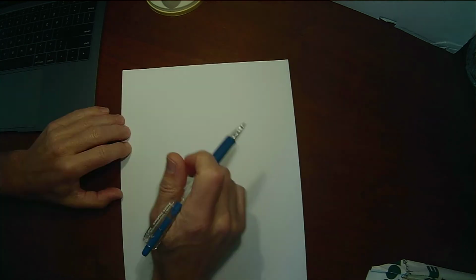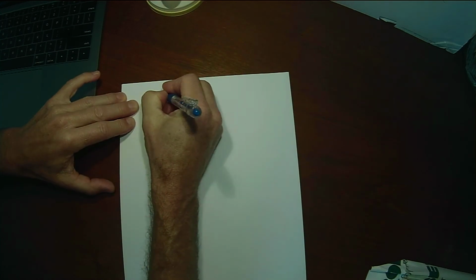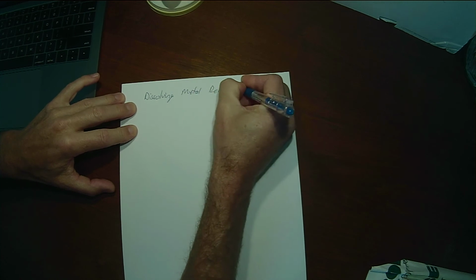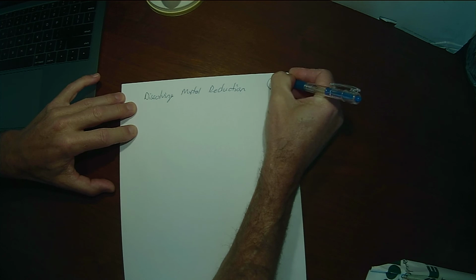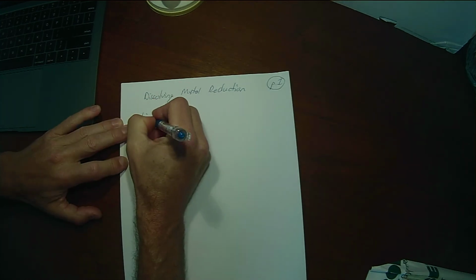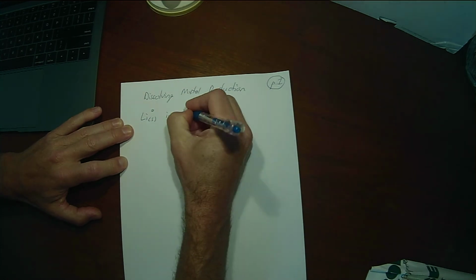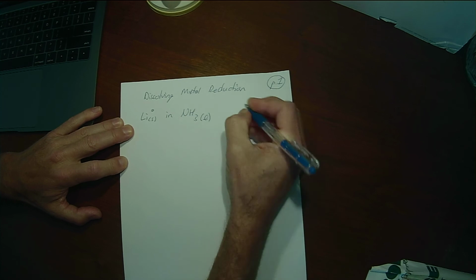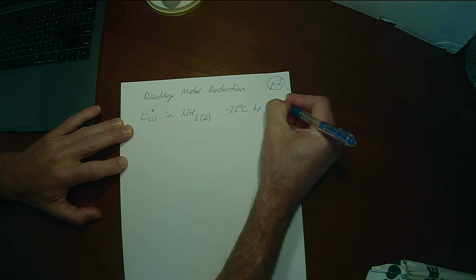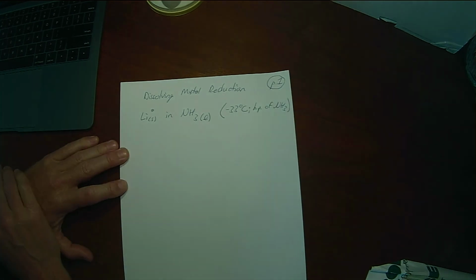Anyway, what I wanted to talk about is the dissolving metal reduction, which you've seen before. The dissolving metal reduction is just a solution of an alkali metal, the metal in its zero oxidation state, in liquid ammonia. Often these reactions are done at minus 33 degrees C because that's the boiling point of ammonia. There'll be a dry ice condenser on top to keep it going.